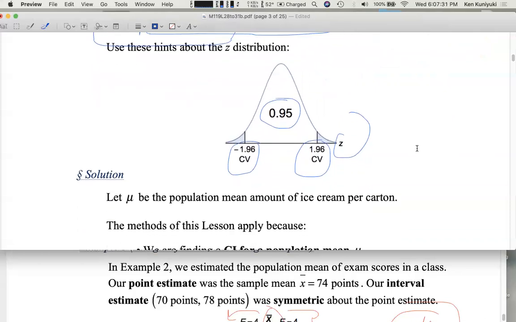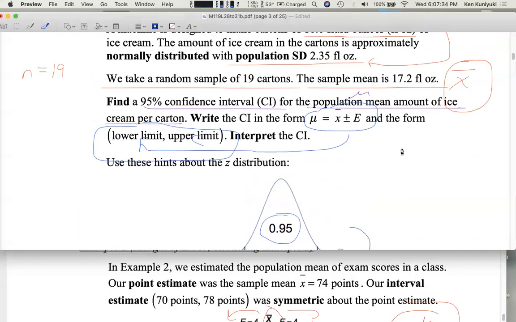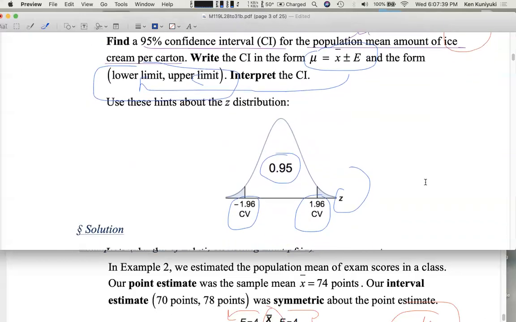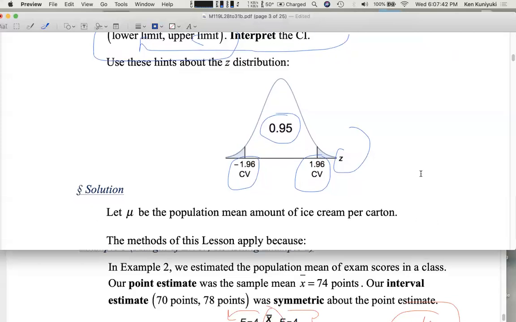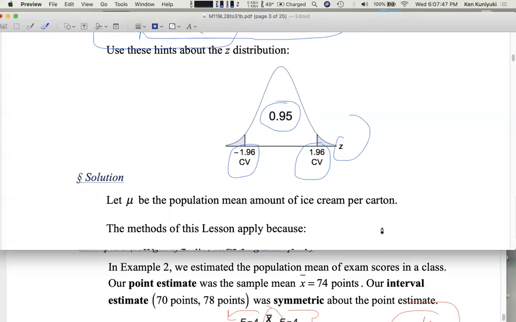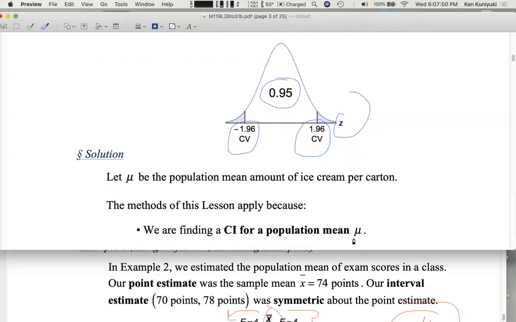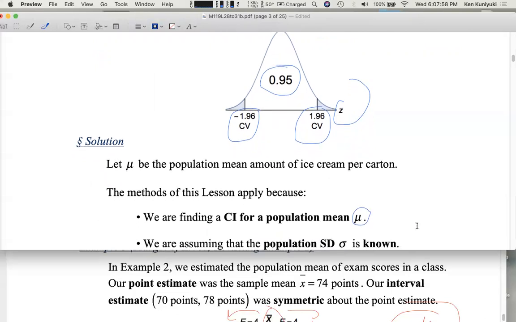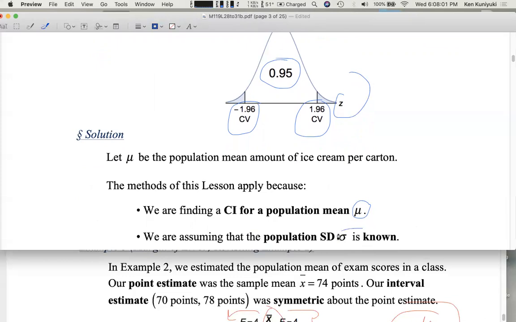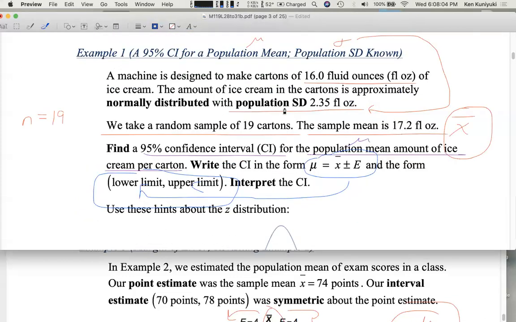Okay. First off, just as a shorthand here, let mu be all of this, the population mean amount of ice cream per carton. Ideally, you would write that out. And why do the methods of this lesson apply? What assumptions are holding? Well, we're finding a CI for mu and not P or sigma or something else. We're finding a confidence interval for a population mean mu. We're assuming that the population standard deviation sigma is known. We're assuming sigma is known, 2.35 fluid ounces, because the company is taking that for granted.